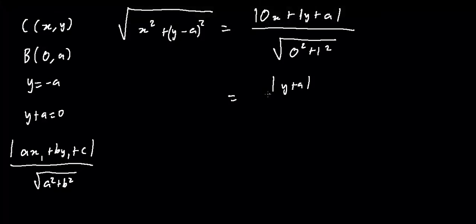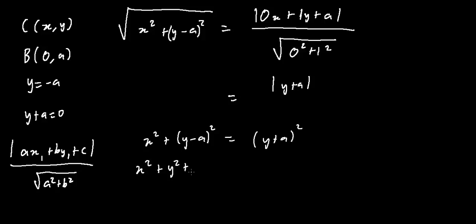Okay, so then the distance is equal to y plus a. Now when I have these two sides, your first instinct should probably be to square both sides. So then I have x squared plus y minus a squared is equal to y plus a all squared. Expanding out, we get x squared plus y squared minus 2ay plus a squared is equal to y squared plus 2ay plus a squared. The y squared terms cancel, the a squared terms cancel.